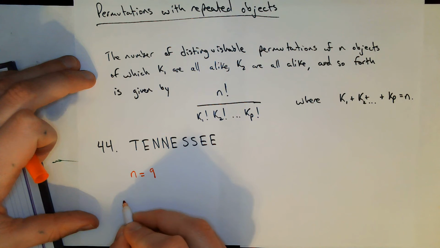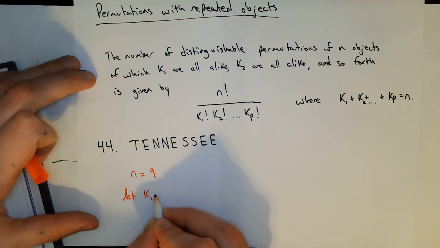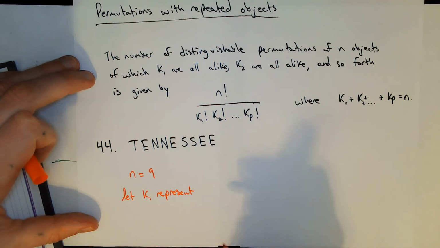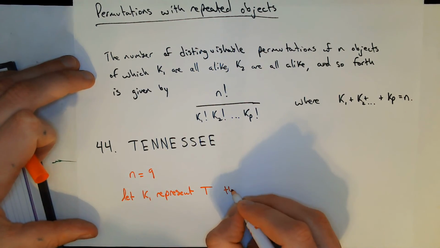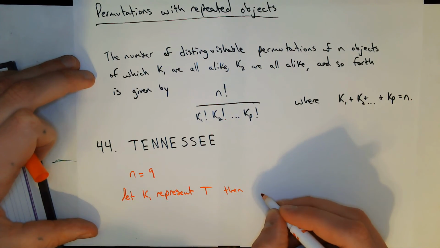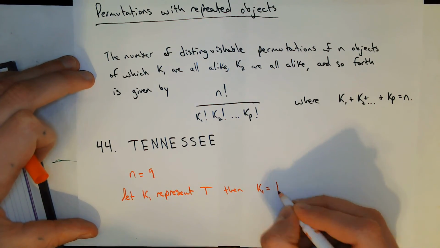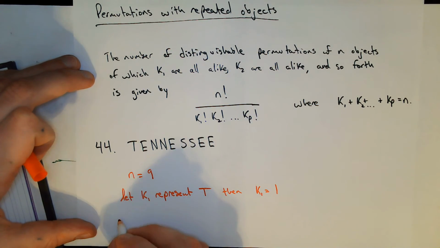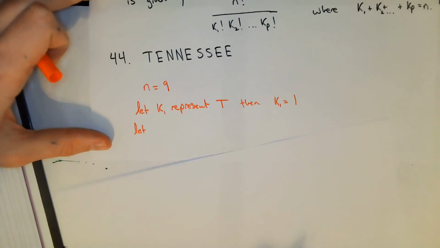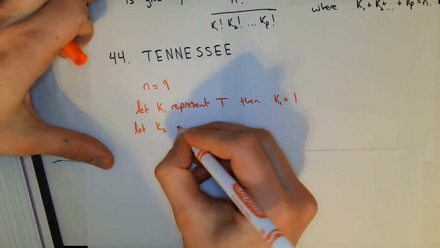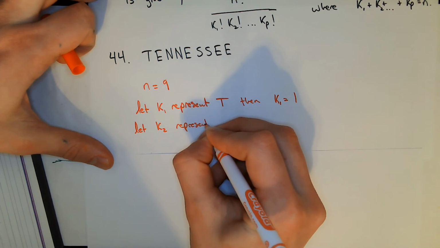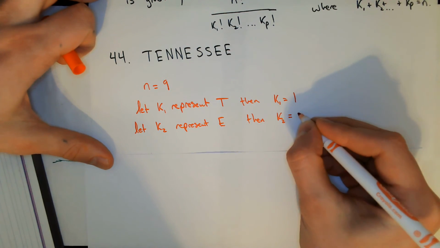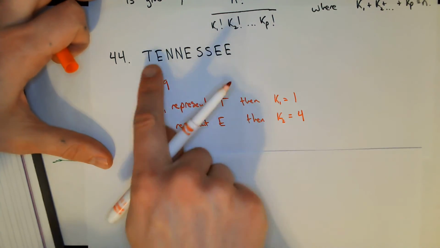K1, if I let K1 represent, so what is this? It's supposed to represent the categories of letters in this case. So T, how many T's are there? Well, there's just one. So K1 is just T. T is not really the problem here, right? It's the other letters that are repeating. Let K2 represent E. Then K2 equals 4. Right, 1, 2, yeah, 4 E's.